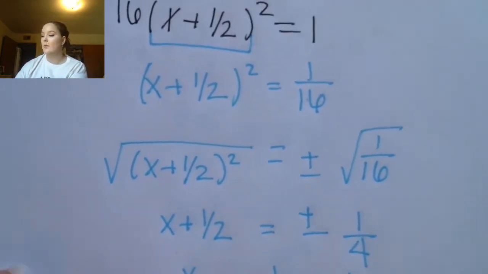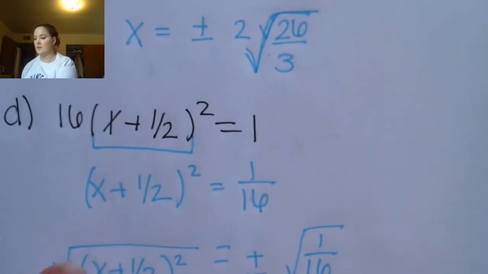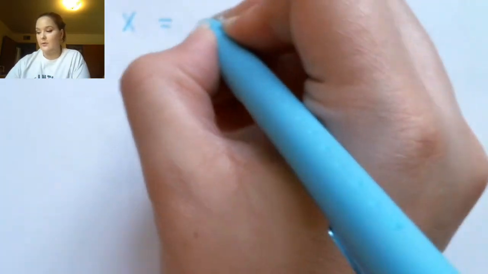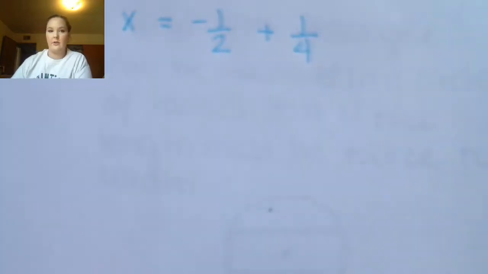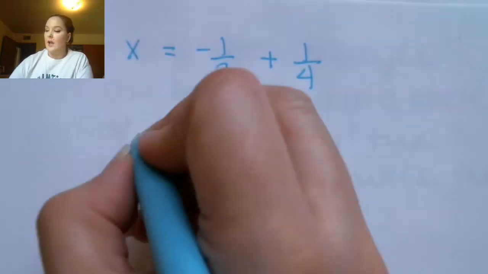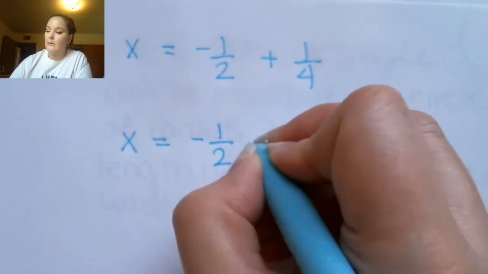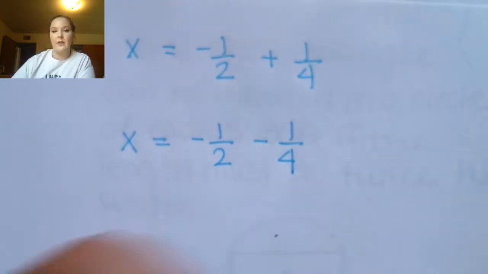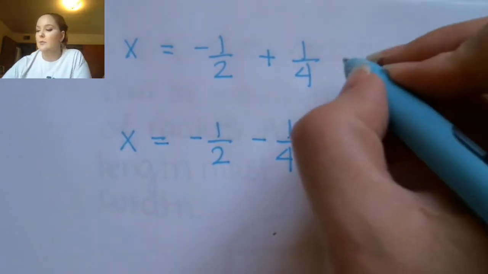So I want to remember what this means. This means I have two different answers. So my answers here are that I have x equals negative 1/2 plus 1 over 4. That's one of my answers. And the other one is that I have x equals negative 1/2 minus 1 over 4. So these are my two solutions, and I'm just going to simplify them.